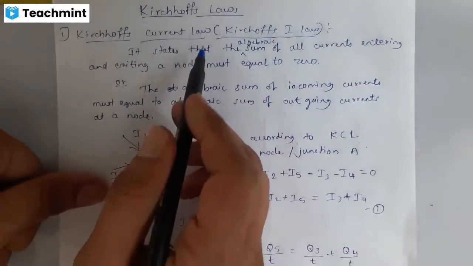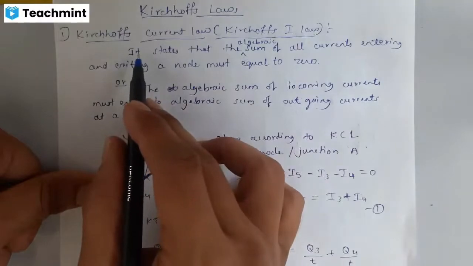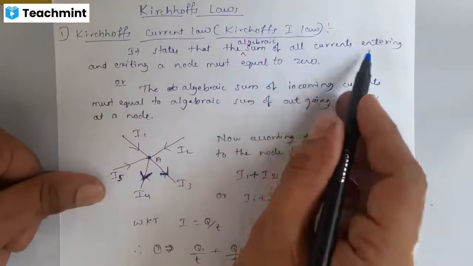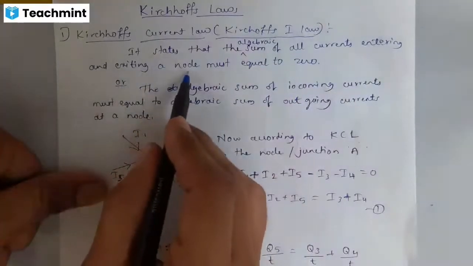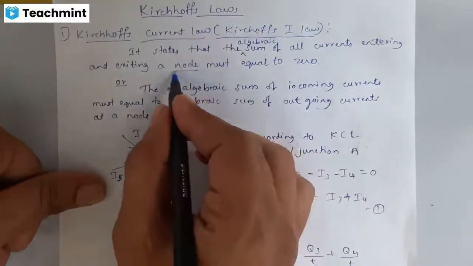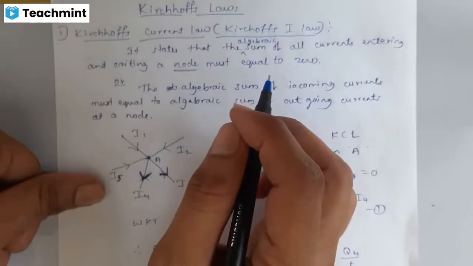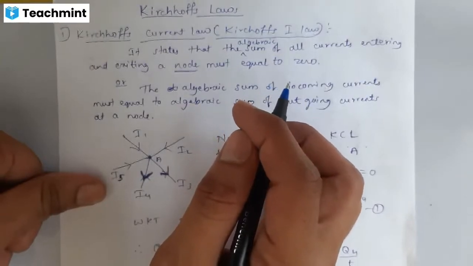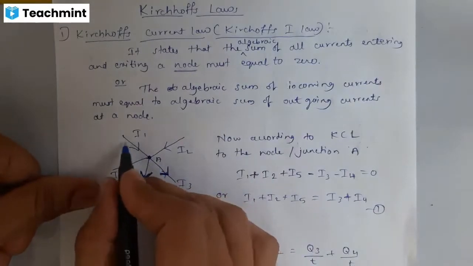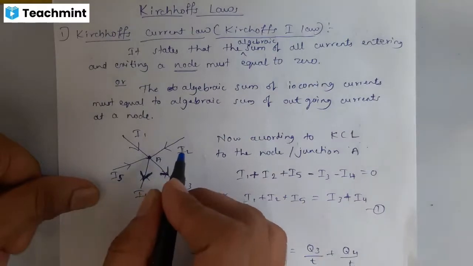Kirchhoff current law. Now, what is the statement of this Kirchhoff current law? Let us see that one. It states that the algebraic sum of all currents entering and exiting a node must equal 0. You already know what a node is. A node is a point at which two or more branches are joining. For example, this node A. Here you can see a number of branches are joining. This is called a node.